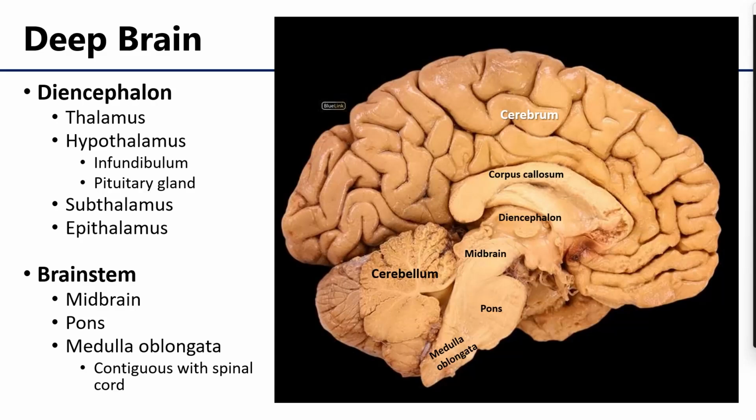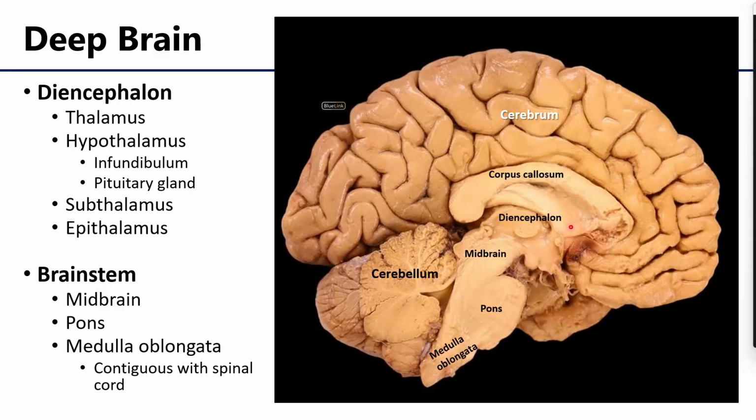Deep to these cortex areas, we find the diencephalon and the brainstem. So in this view, you can see the cerebral cortex clearly here, and then deep to that, the corpus callosum at the bottom of the longitudinal fissure, and this is that structure that connects the right hemisphere to the left. And it's deep to that then that we find the diencephalon.